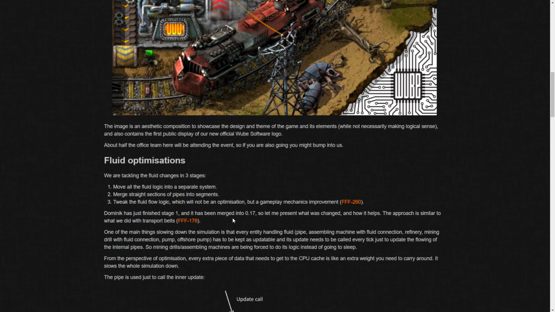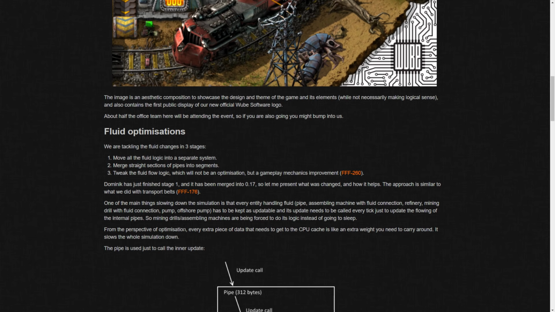I'm not sure how heavy on performance heat pipes are, but unless they optimize those too, you're not going to get a complete, huge gain. I mean, you're going to get a gain from the water pipes and fluid boxes within the machines, but all the heat pipes are not being optimized by this. Yeah, heat pipes work similarly to fluids, but they are not the same system, and they have to be optimized separately. Right. So hopefully they do that too.